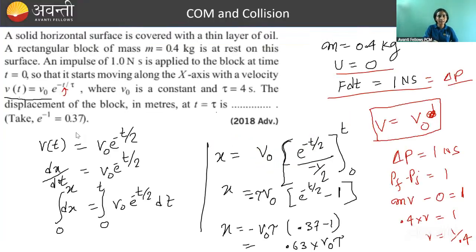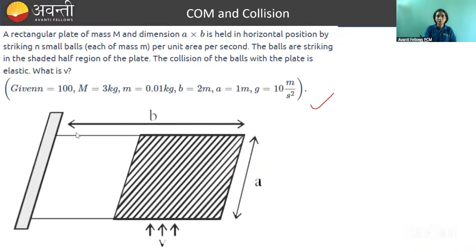Here we had to find v naught from this F dt concept, because that will give you the change in momentum. Just before, momentum is 0; just after acting the impulse, it is mv. From here we are calculating what? V naught, because v is equal to v naught. Okay? Do this question now. Let's get it done.